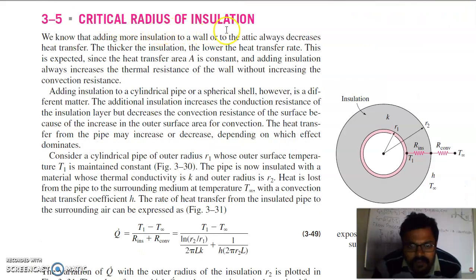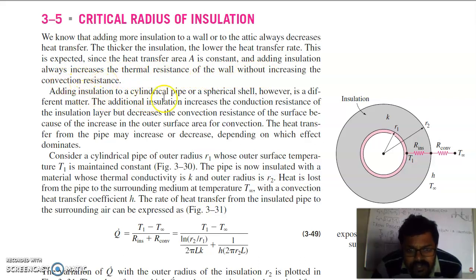Critical radius of insulation. We know that adding more insulation to a wall or to an attic always decreases heat transfer. The thicker the insulation, the lower the heat transfer rate. This is expected since the heat transfer area A is constant, and adding insulation always increases the thermal resistance of the wall without increasing the convection resistance.